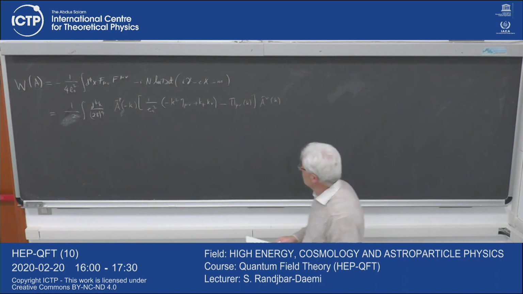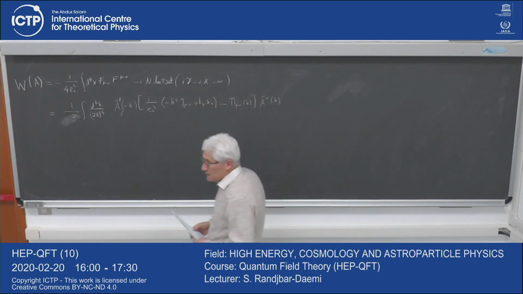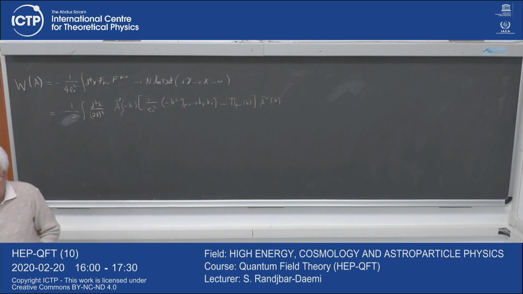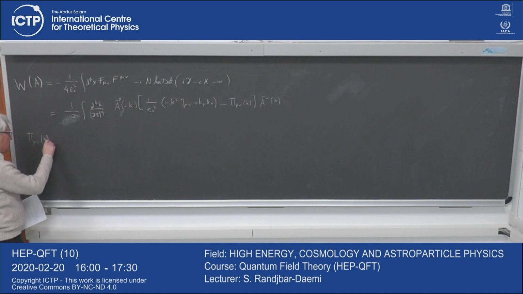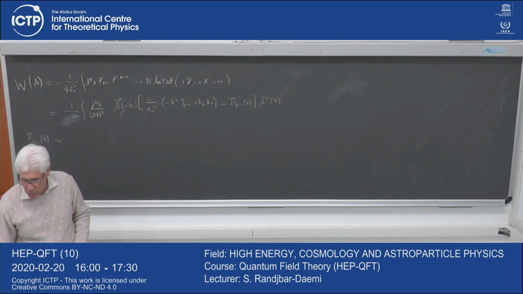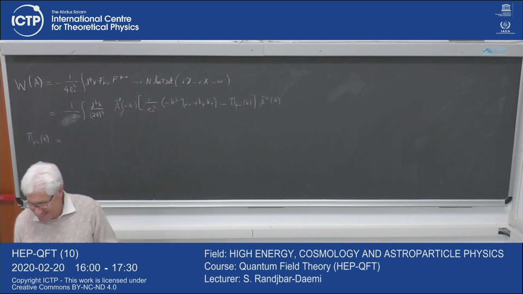Let me make a general comment about this pi. We saw that it's ultraviolet divergent, and we used dimensional regularization to calculate. But what do you expect it to be on general grounds, on the basis of Lorentz invariance only? Well, this is a function of k, and there are two tensors.